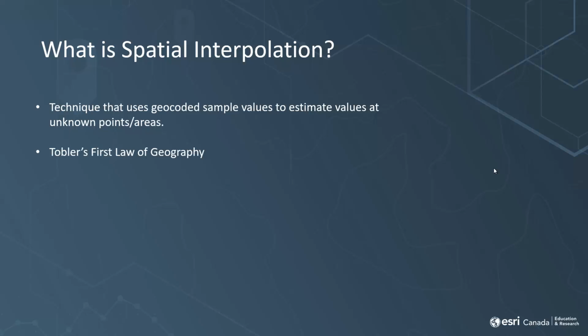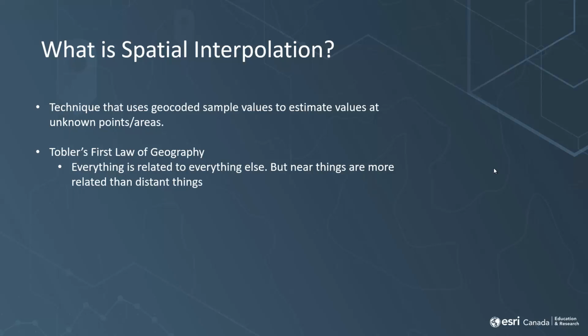At its core, spatial interpolation applies Tobler's first law of geography to identify unknown values at unsampled areas. For review, Tobler's first law states that everything is related to everything else, but near things are more related than distant things.